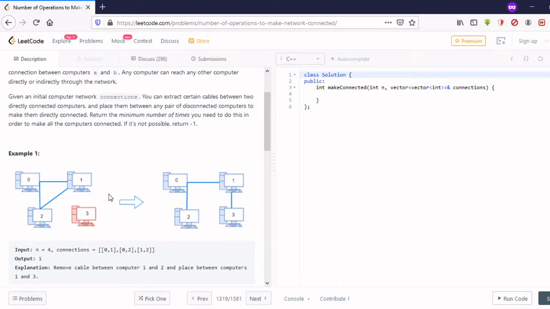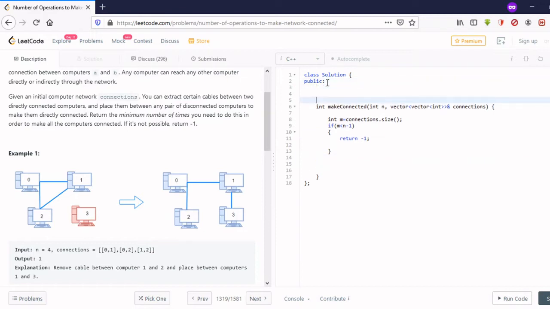to 3 and 4. So as we know, for a graph to be connected, if there are n vertices, we need at least n minus 1 edges. So our first task will be to calculate the number of edges. And if the number of edges is less than n minus 1, then we can return minus 1, as stated in the problem, because it is not possible to make the graph connected.